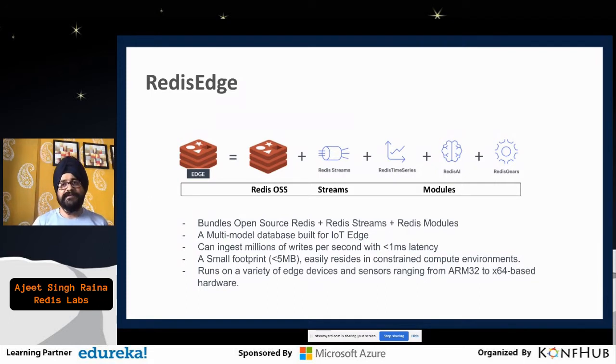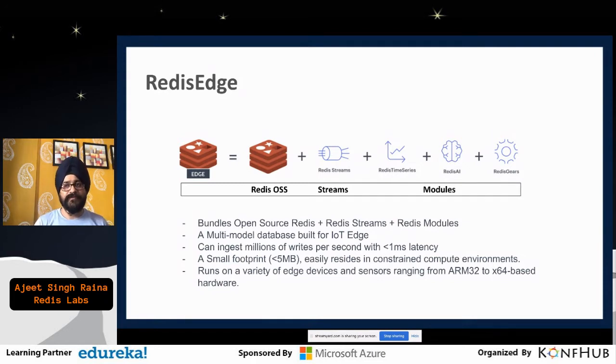Think of time series as something like Prometheus, where you can run a time series database. Redis AI is more like the Amazon Rekognition service, and Redis Gears is more like AWS Lambda. But the whole idea is that, in order to improve inferencing, you don't have to deal with any external entities. These are modules which can be packaged in the Redis database itself, and you can run it. So basically, it bundles Redis streams, open source Redis, and Redis modules.